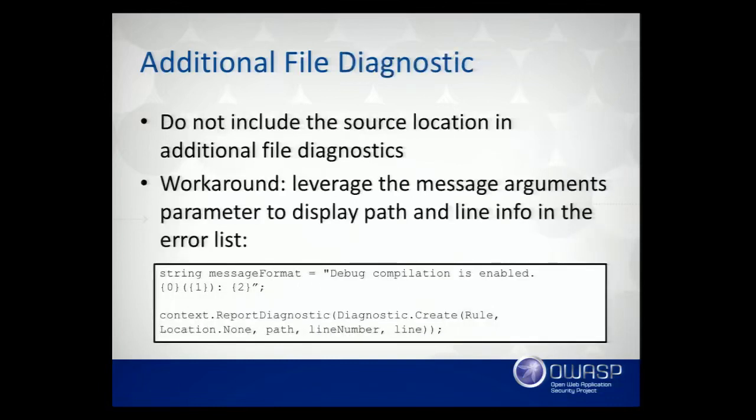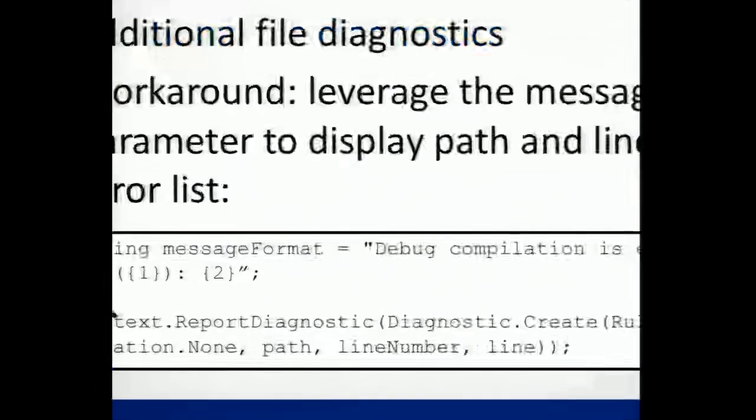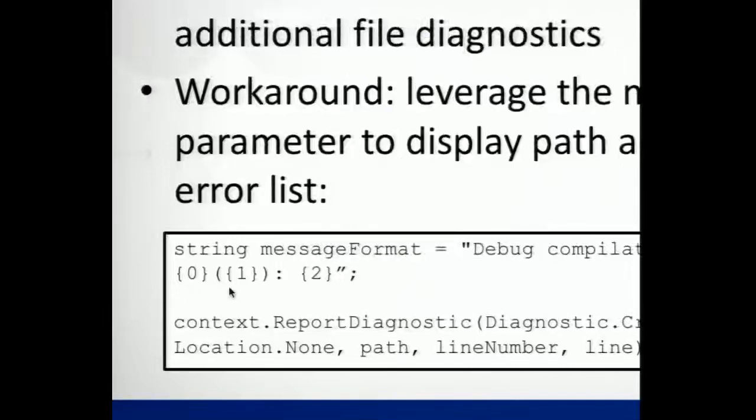So the next step is actually getting the line number and the offending line into the rule. And what I did is I used the message format. Just like any other message format, you can pass parameters to this thing. So instead of setting the source location, which makes it go away, we can actually say, hey, debug compilation is enabled, and we can pass the 0, 1, 2 there and actually pass in the file path, the line number, and the offending line of code in the file. So at least it displays in the warning, so the user knows what the heck we're talking about.